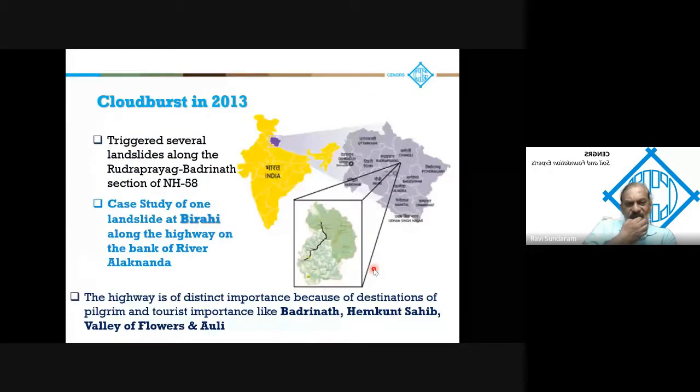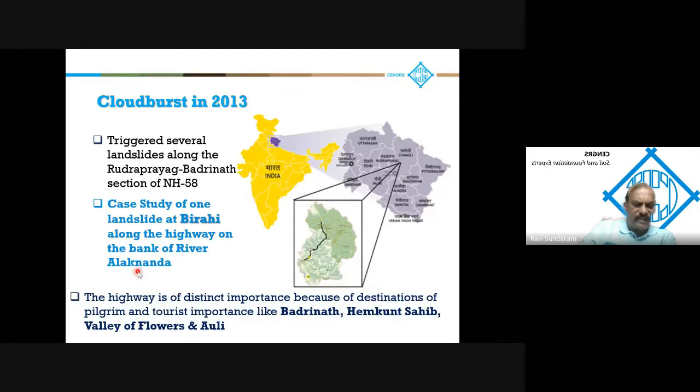There have been a lot of cloudbursts in Himachal and Uttarakhand this year. This one is a cloudburst that occurred in 2013. This cloudburst triggered several landslides along the Rudraprayag Badrinath section of NH58. So I'm taking a case study of one landslide which occurred at Birahi along the highway NH58, which is on the banks of the river Alaknanda.